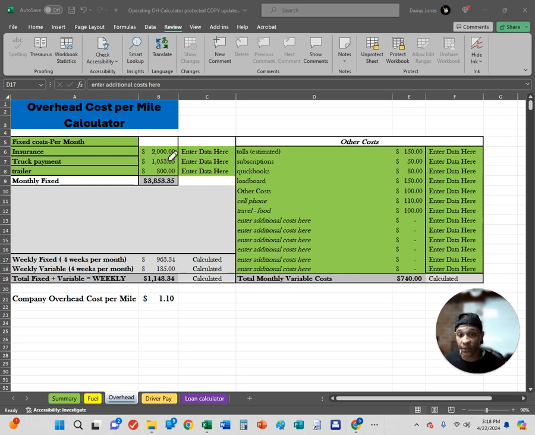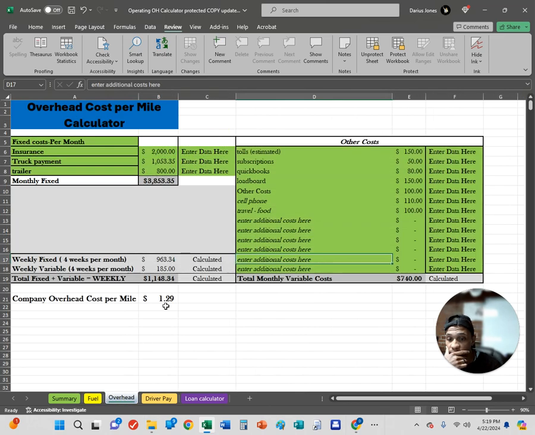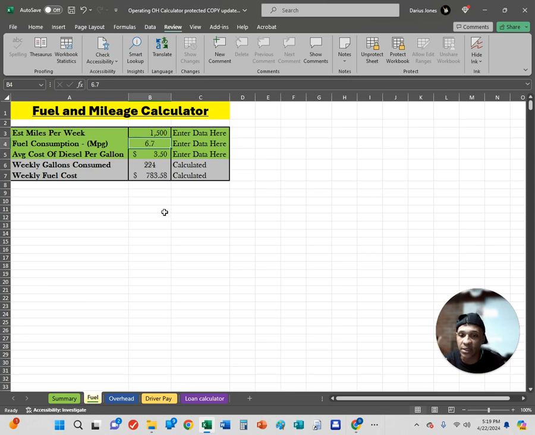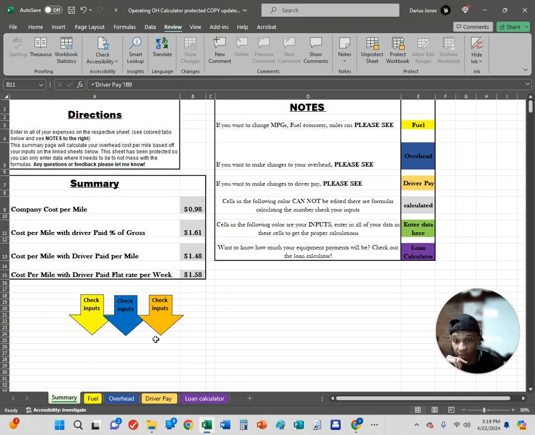Now, that's based off of the $1,000 equipment payment, the insurance, and all the other variable factors that we have in here right now. Now, as I mentioned before, if we come over here to fuel, and let's just say we're running fewer miles, right? See how that brings our costs up. As I mentioned before, just basic algebra, if you're dividing something by less, it's going to be more. Just basic division. So, as you can see, everybody's equation is going to be slightly different, but that's why you have to go in here and play with these variables to figure out exactly where you are. Okay? So, at 2,500, our company overhead cost per mile is 98 cents.